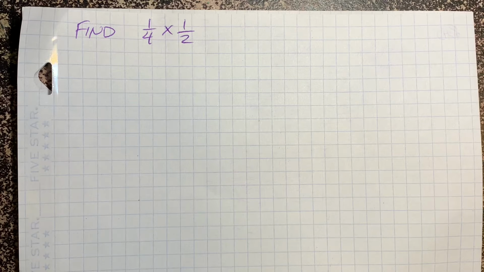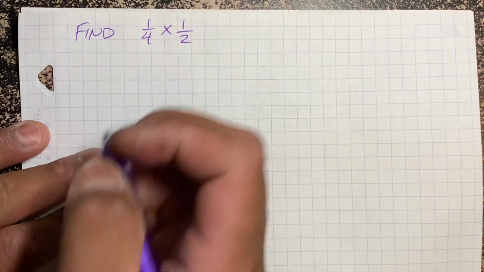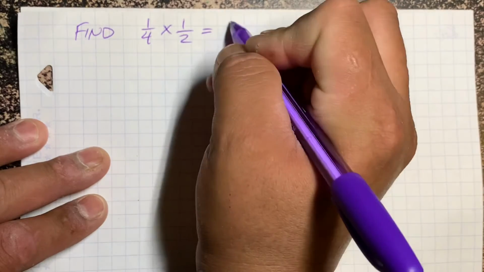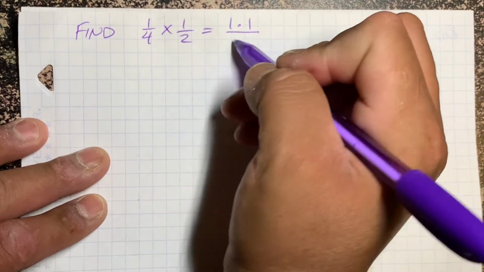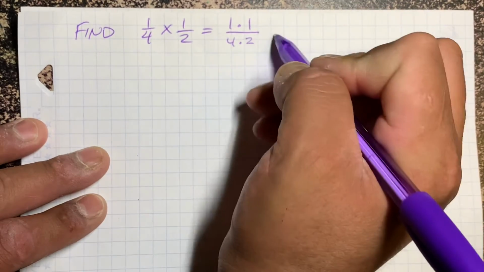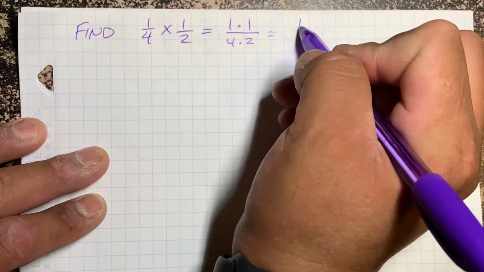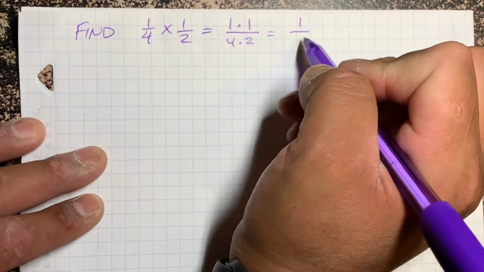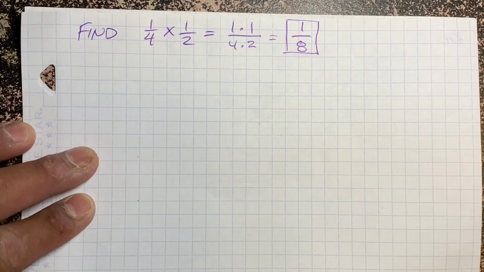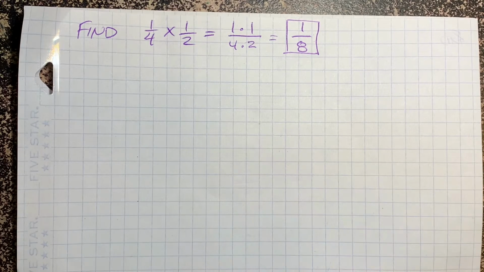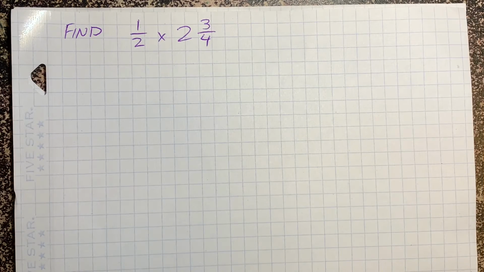Again, we have to multiply fractions here. So we have 1/4 times 1/2. Again, don't worry about denominators when you're multiplying fractions. You would just multiply your numerators, 1 times 1, and your denominators, 4 times 2. 1 times 1 would be 1, and 4 times 2 would be 8. So your correct answer is 1/8. Pretty simple. All right, moving on to our next example.